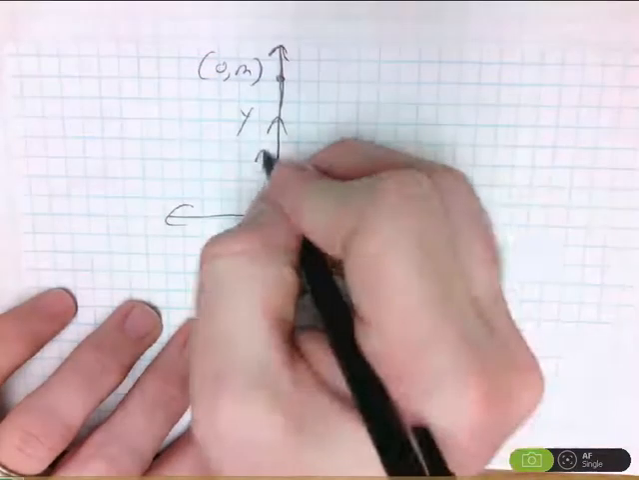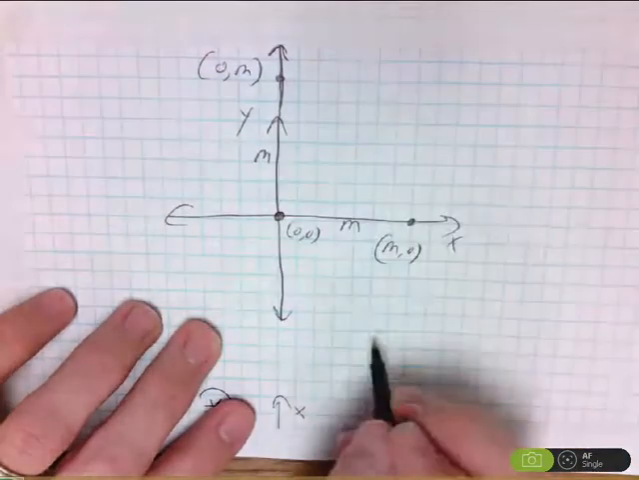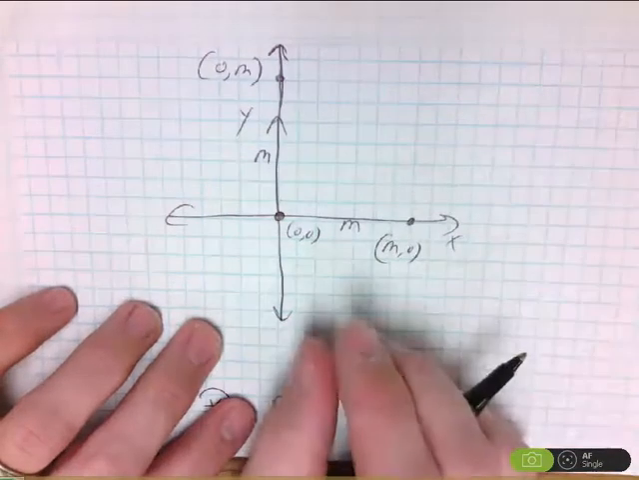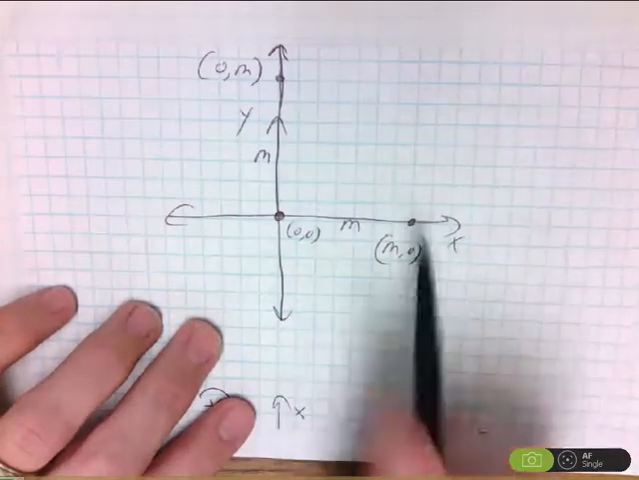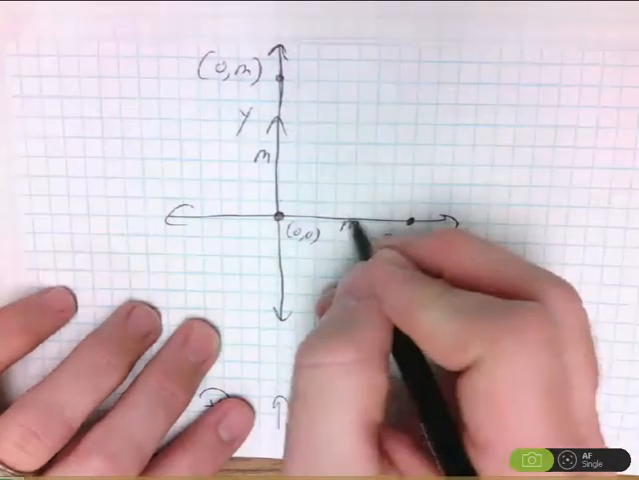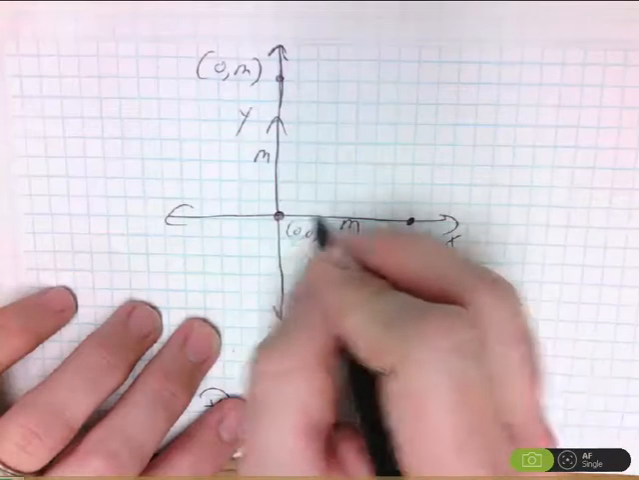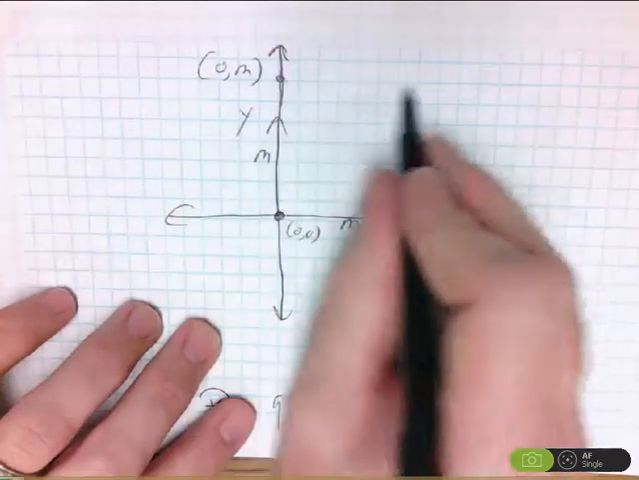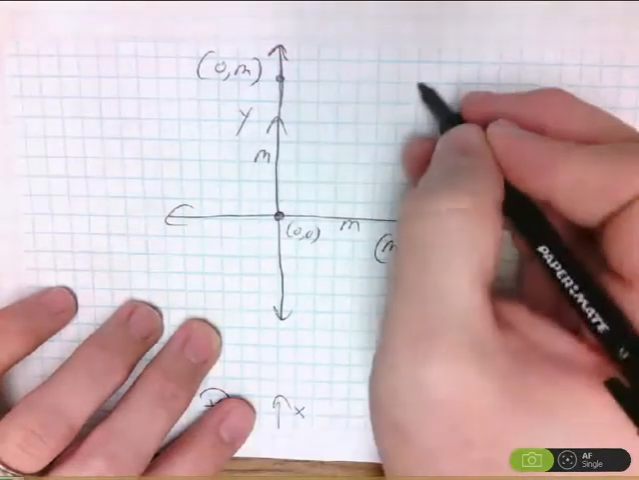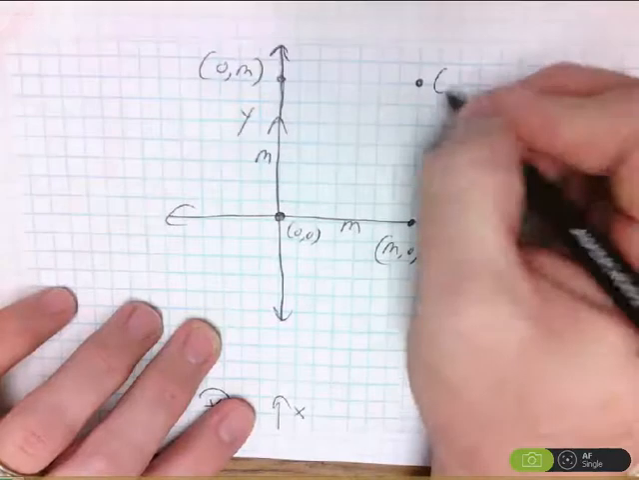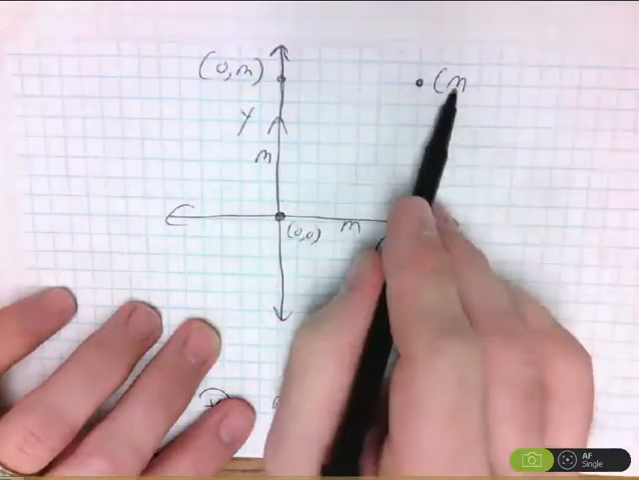So this distance is m, this distance is m, and the question is, where do we put the fourth vertex? Okay, we know this is a square. We know all the sides have to be the same. So however far out I go this way, I better go that same distance out this way. So that would put it right about here. And that would be an x-coordinate of m.